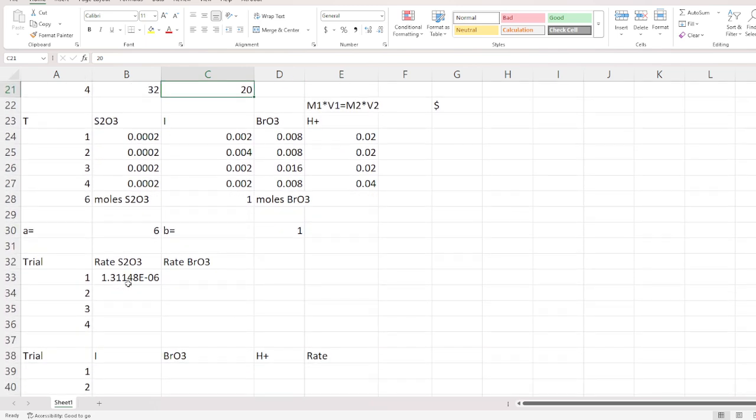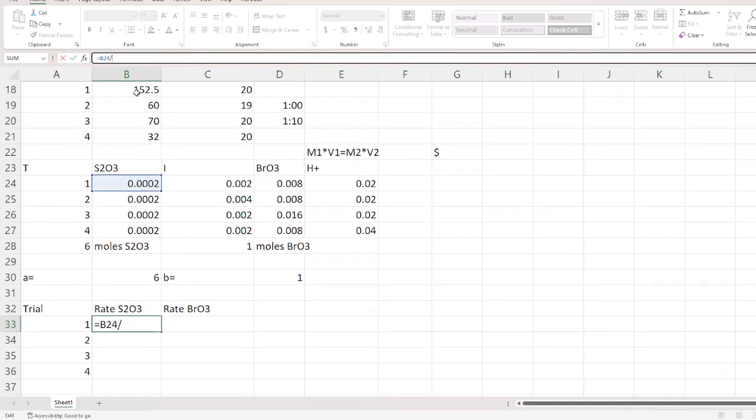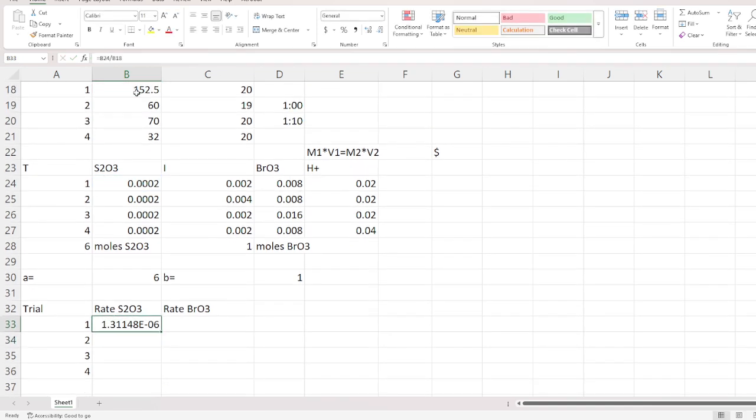So you're going to take a concentration and divide it by a time. That is your relative rate of decomposition. Now, because this concentration doesn't change, that's going to stay the same. So the only thing that's going to change is the time. Because I have it set up perfectly, when I drag this down, I'm going to divide this concentration by a new time each time. So divided by this, divided by this, divided by that, divided by that. And there's our relative thiosulfates.